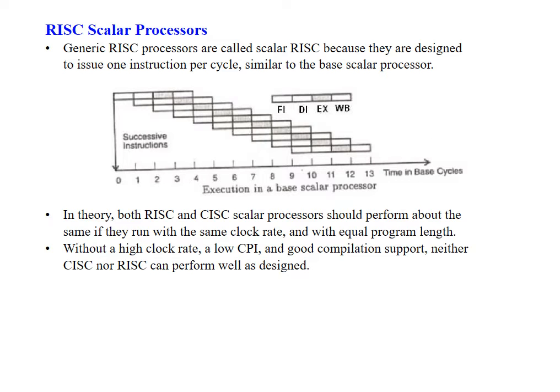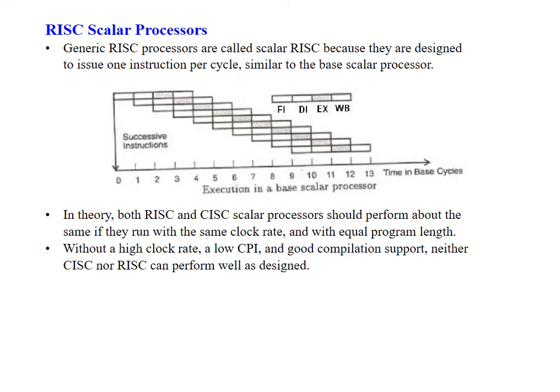In the RISC scalar processor, generic RISC processors are called scalar RISC because they are designed to issue one instruction per cycle, similar to the base scalar processor. Here are 4 working steps. The first one is fetch instruction, then decode instruction, execution, and the final one is the write back. The figure shows the execution in a base scalar processor and in the RISC scalar processor.